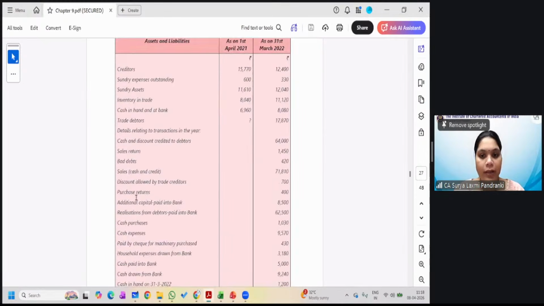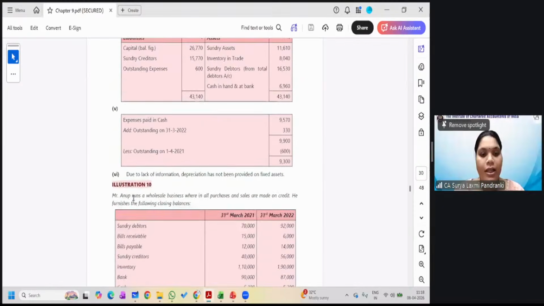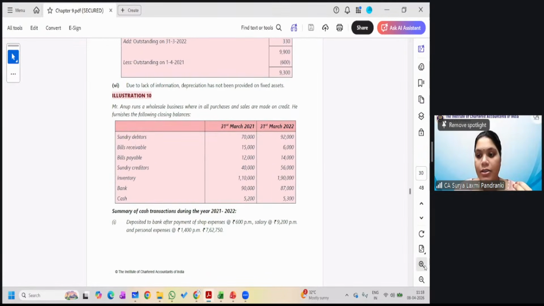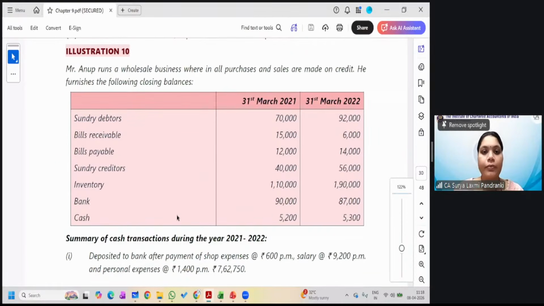Ninth question I will do later because that is a little easier. We'll do the 10th one because that has all the bills of exchange and all that. So let's read this question. Illustration 10. Look at this question once.